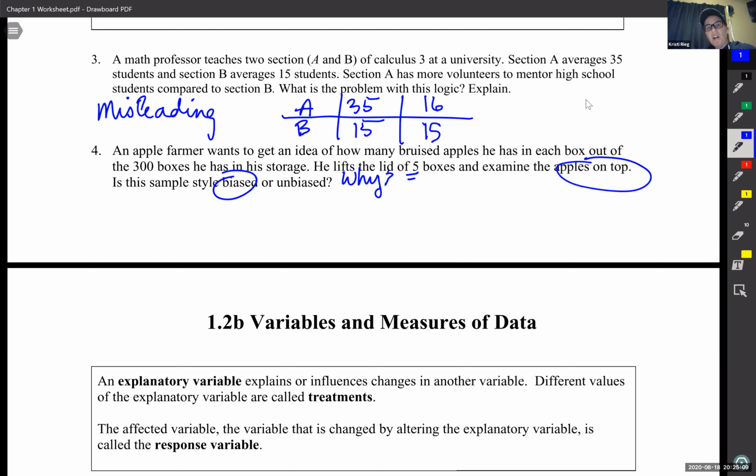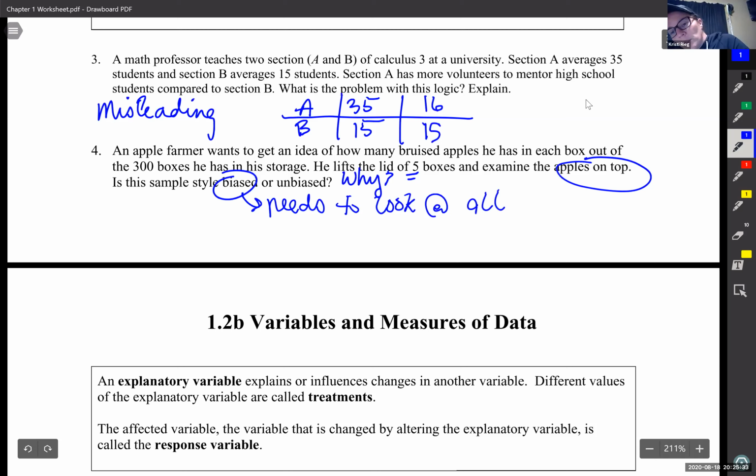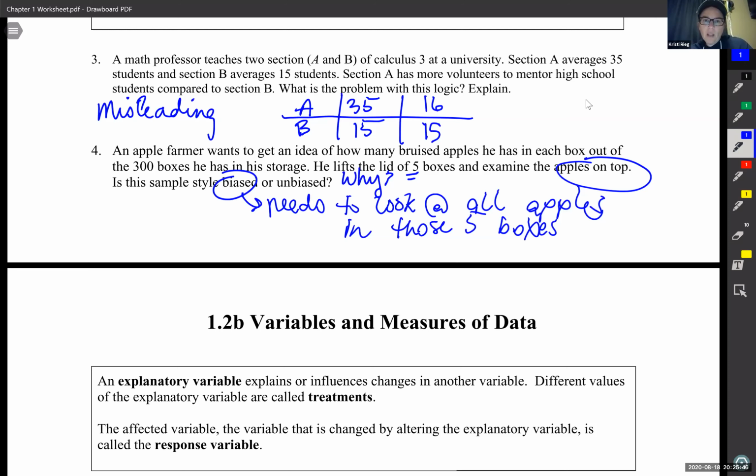Maybe the ones in the middle are better insulated because they're protected by the others, or maybe the ones on the bottom are actually more bruised than the top ones. Who knows? So it is biased, but what he needs to do is look at all apples in those 5 boxes. So it's fine that he only chose 5. It's not fine that he only chose the apples on top.